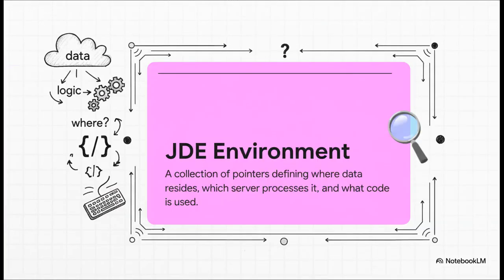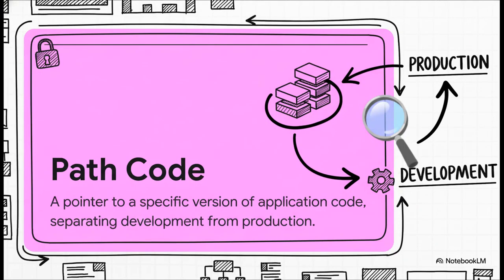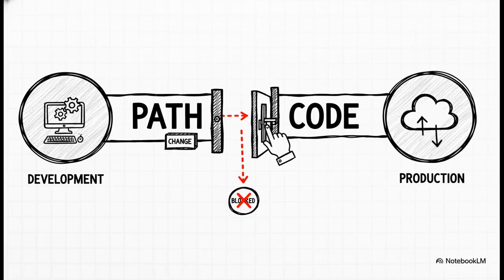So every single time you log in, you're in an environment. It just points to your data, logic, and code. And here's why that's so important. Environments keep development, testing, and production completely separate. It's all about safety. Now, a path code is like a signpost. It tells the system exactly which version of the software to use. This is absolutely vital. It basically creates a firewall, managing how code gets from dev to production safely.